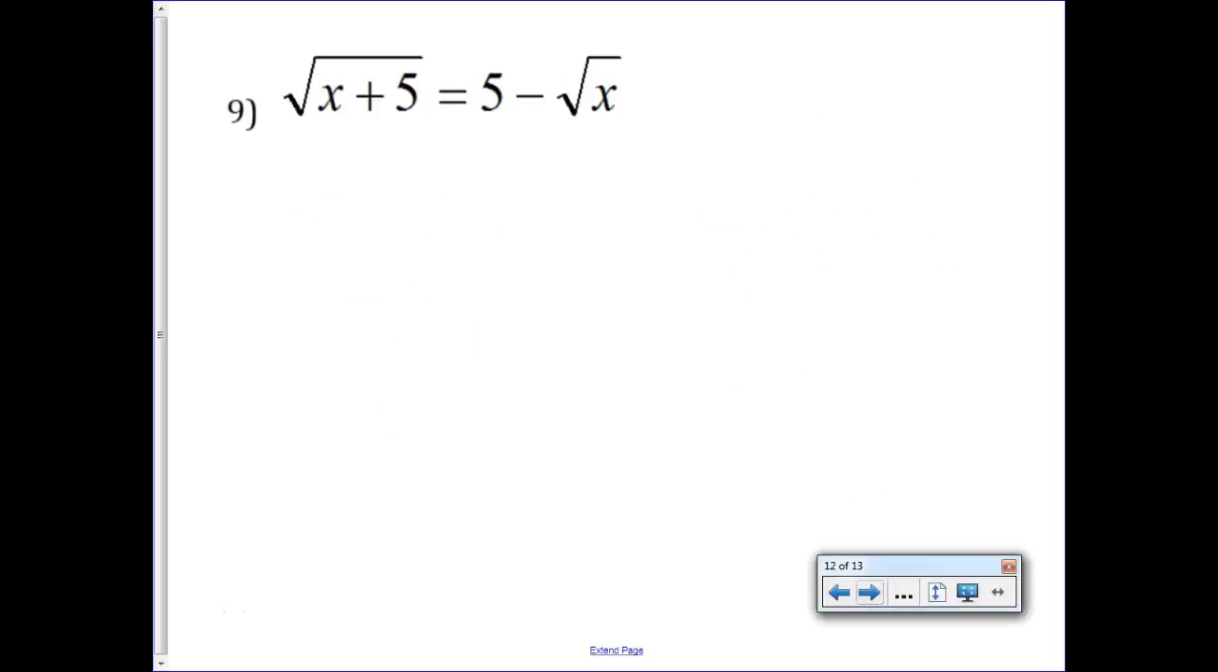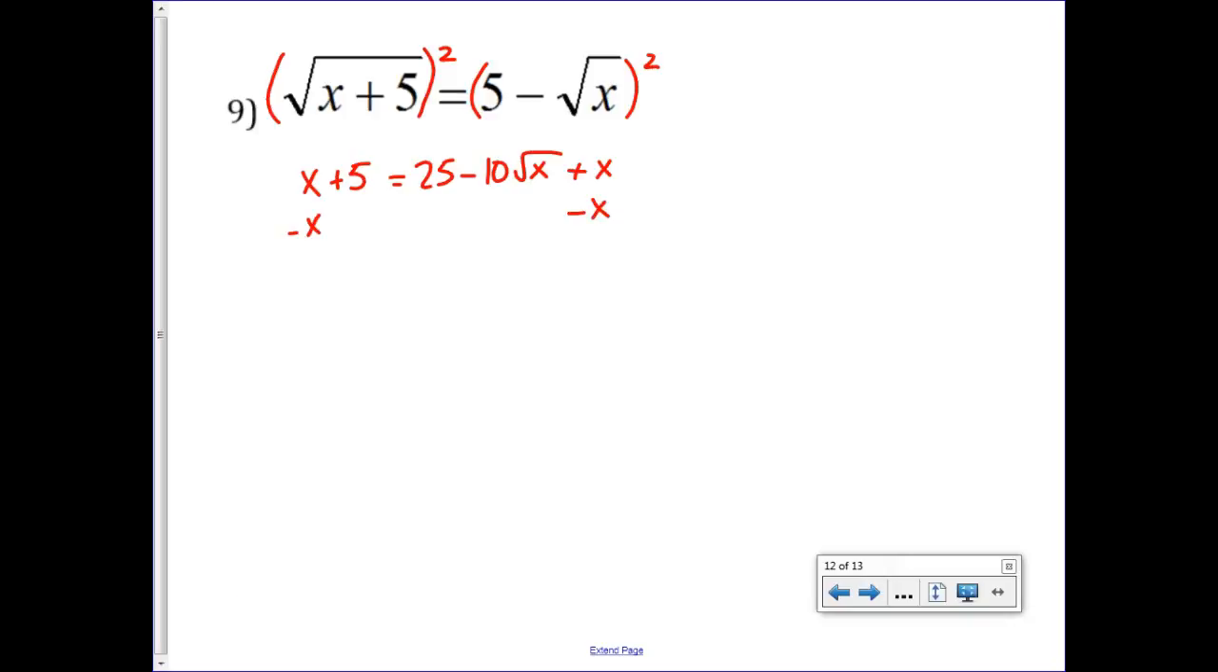All right. Now this one, we're going to do very much the same way. We have radicals on both sides. We're going to square both sides. So the square root of x plus 5 squared is just x plus 5. This 5 squared is 25. If I double this, I get minus 10 radical x. And then I have plus x when I square that. I'm going to subtract x.